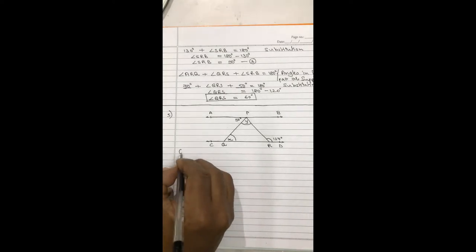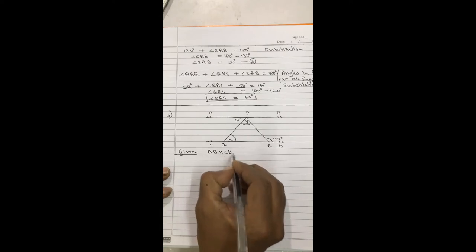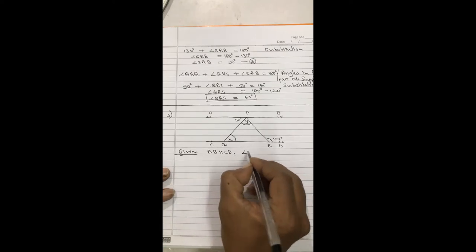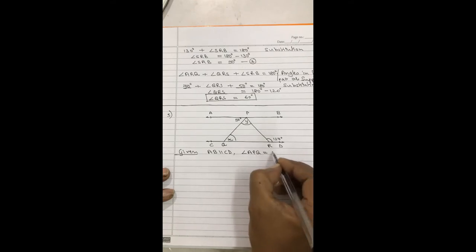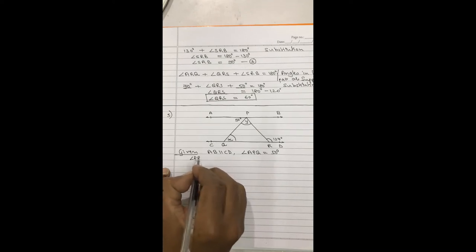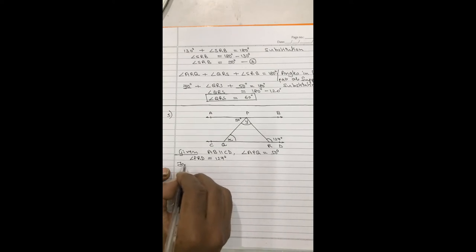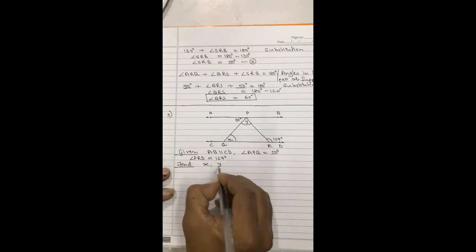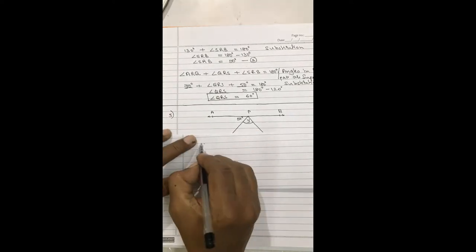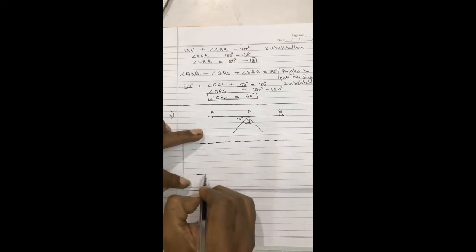Here they have given, actually I'm wondering about some other things. AB is parallel to CD and they have given angle APQ is equal to 50 degrees, angle TRD is equal to 127 degrees, and you have to find X and Y. Fine. See my dear students, there is no reason to think much about that.